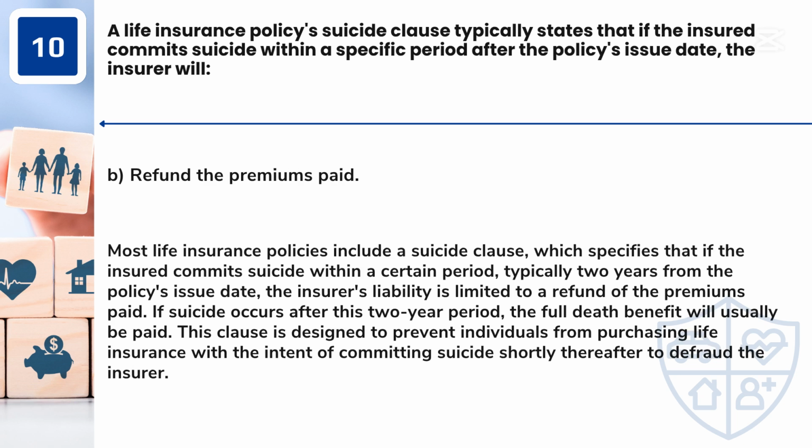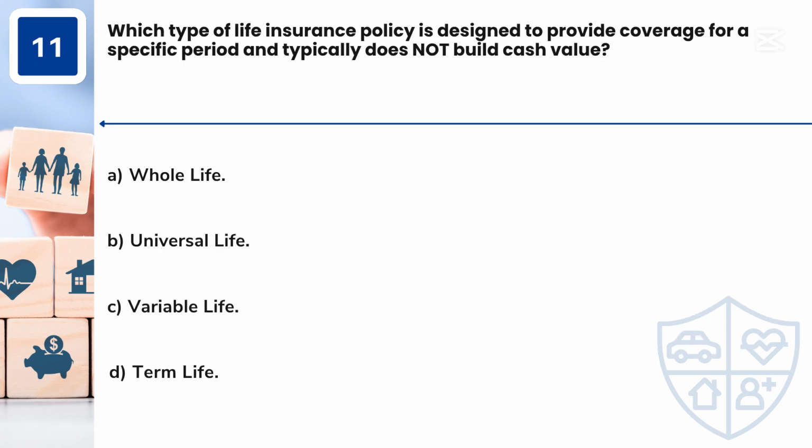Answer: B. Refund the premiums paid. Most life insurance policies include a suicide clause, which specifies that if the insured commits suicide within a certain period, typically 2 years from the policy's issue date, the insurer's liability is limited to a refund of the premiums paid. If suicide occurs after this 2-year period, the full death benefit will usually be paid. This clause is designed to prevent individuals from purchasing life insurance with the intent of committing suicide shortly thereafter to defraud the insurer.